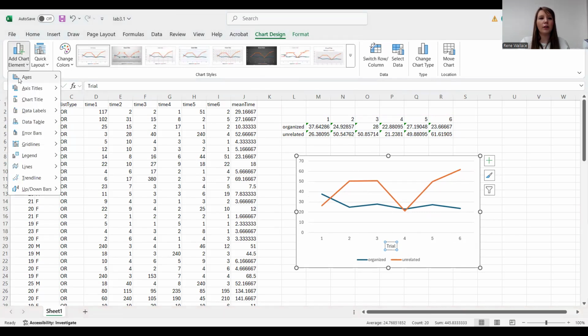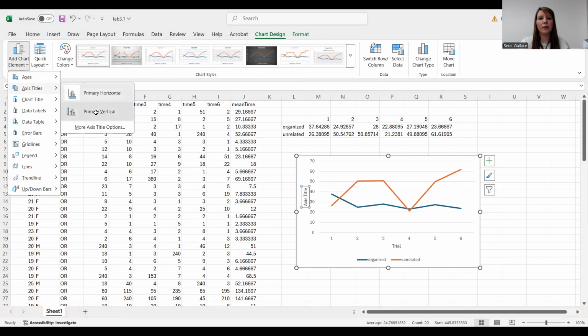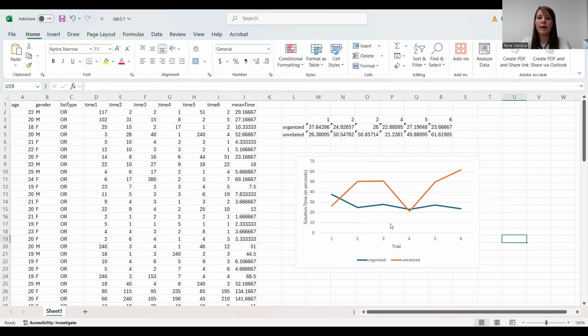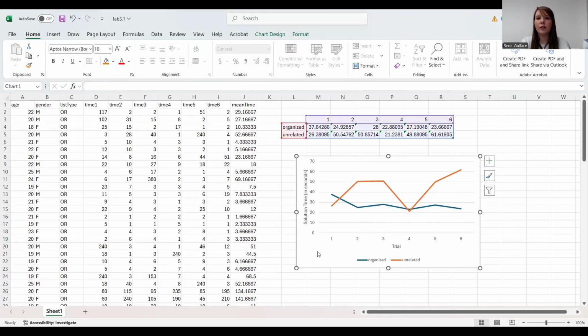And then I want to add my chart element, axis title, primary vertical. And I want that one to be solution time, parentheses, in seconds, close parentheses, because we always want to say when there are seconds involved or some time, whatever involved, we want to explain what that is, right? We want people to know when they look at that what that means. So now I have my cool little figure one, and I'm going to right click on it.